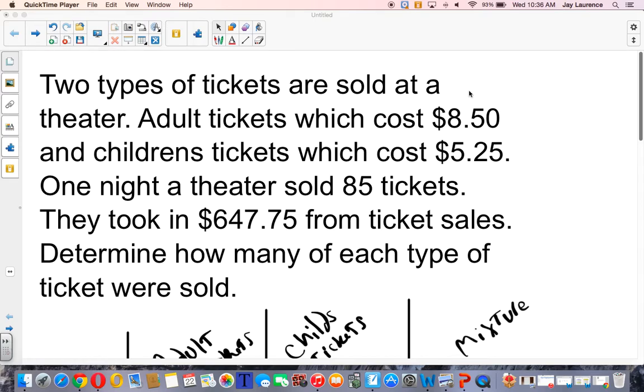Now, I know some of you can go right to the equations, and that's fine. Some of you are having trouble. I want you to use the chart if you're having trouble.